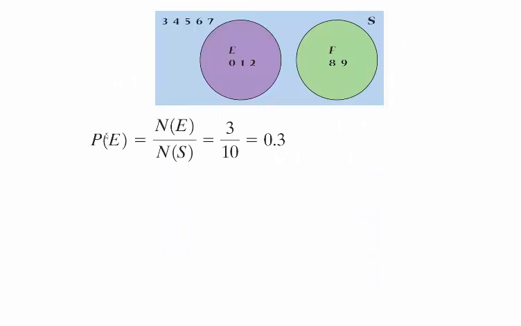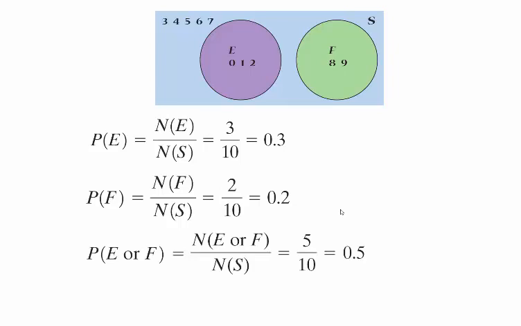So what's the probability of E? There are 1, 2, 3 things in event E, so the number of elements in E is 3, divided by the number of elements in the sample space, which is 10. That's 3 divided by 10, which is 0.30. What's the probability of event F? Over here there's a green circle, and there are 2 things in event F. 2 divided by 10 gets you 0.20.